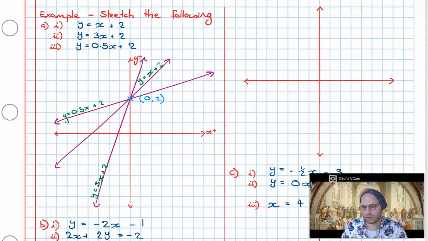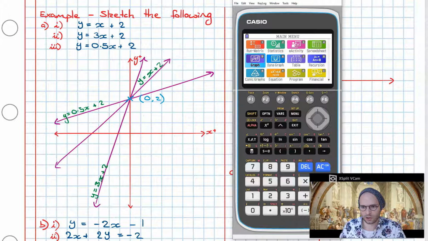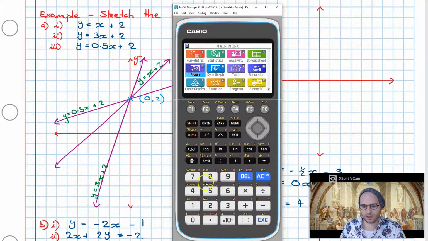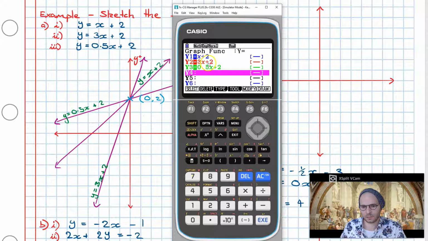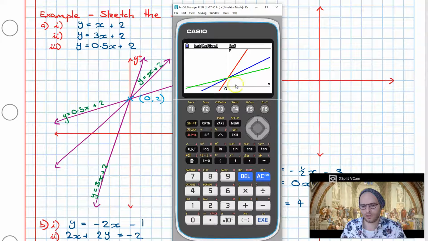Now, if you want to represent more information on the graph, which you probably should do if you're asked for it in a test, what you can do is you can bring up your calculator and you're going to go across into graph mode, so 5. From there, you're going to type in the linear relationships in their slope-intercept form. So y equals x plus 2, 3x plus 2, and 0.5x plus 2. Once we've got those in, we can hit F6 and it will graph them for us.